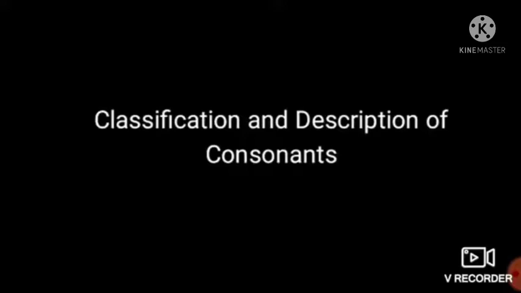Number one, there are 24 consonants in English phonetics. Number two, there are 12 vowels in English phonetics. And number three, there are 8 diphthongs in English phonetics. Let us discuss the classification and description of consonants in English phonetics also.